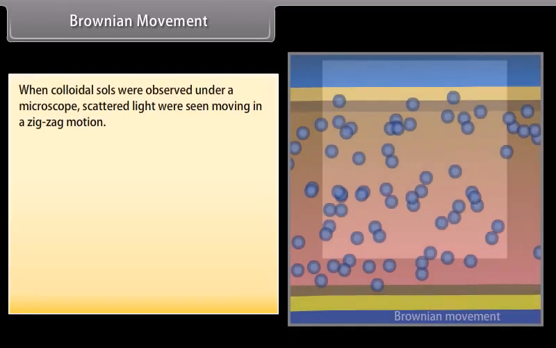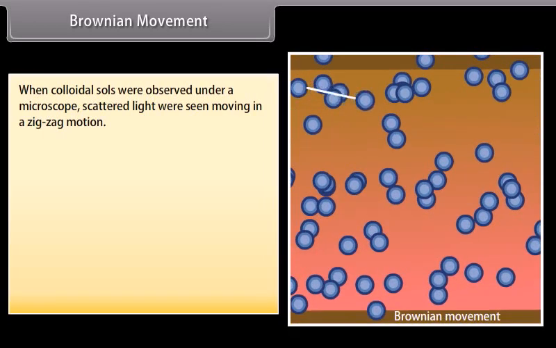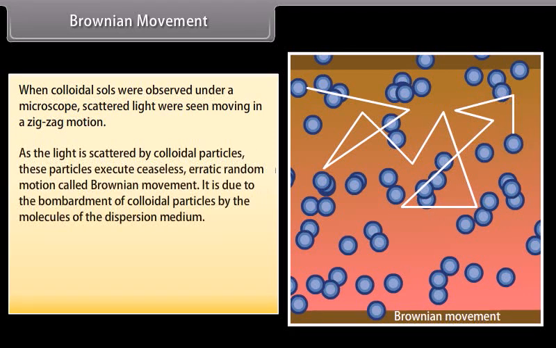Brownian movement. When colloidal particles were observed under a microscope, scattered light was seen moving in a zigzag motion. As the light is scattered by colloidal particles, these particles execute ceaseless, erratic random motion called Brownian movement.